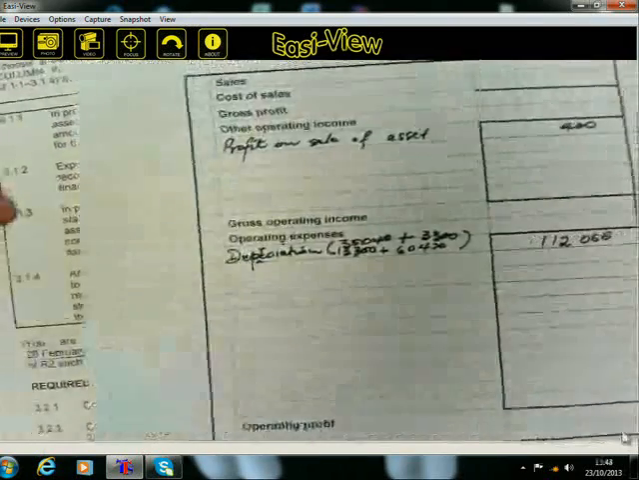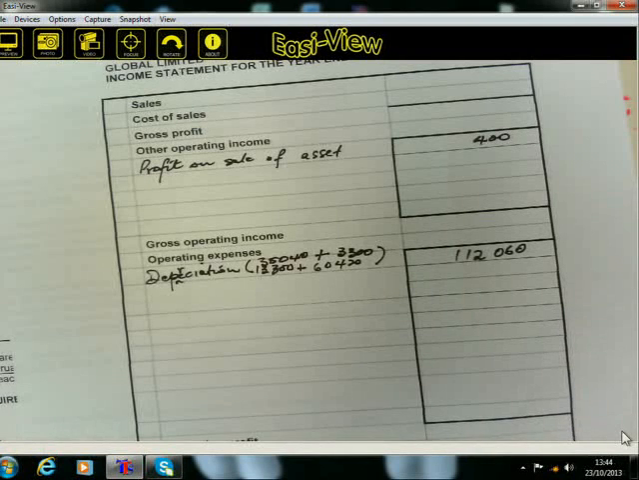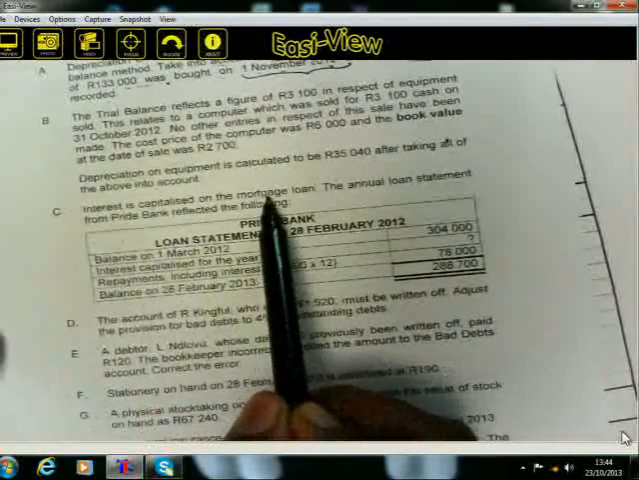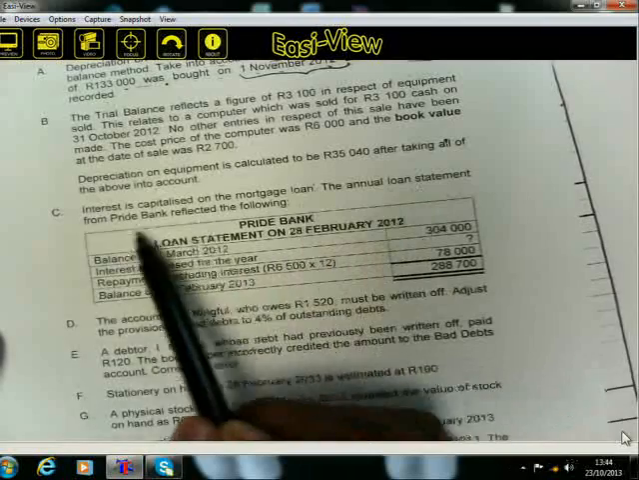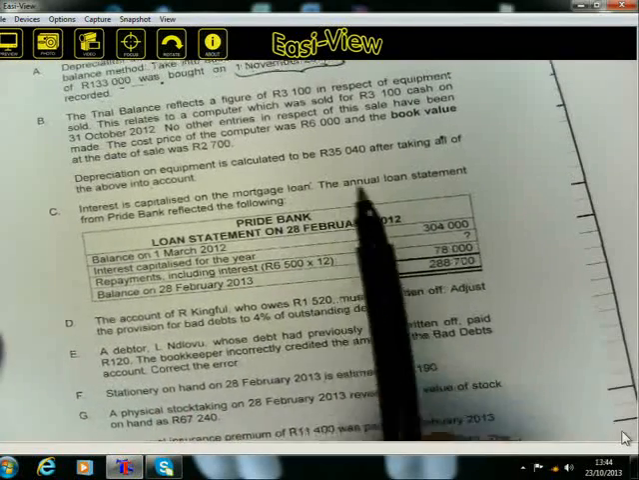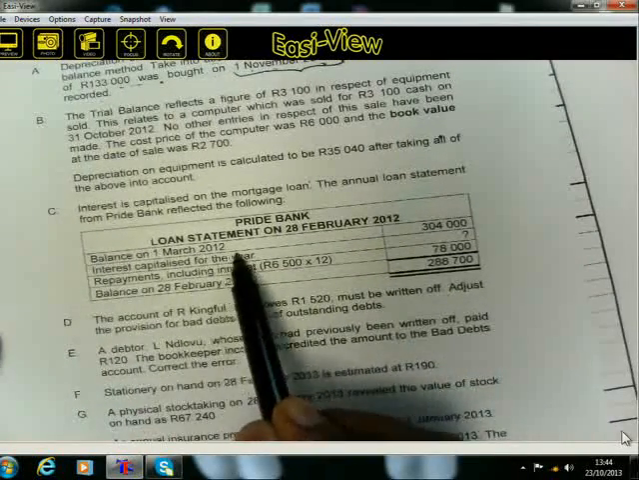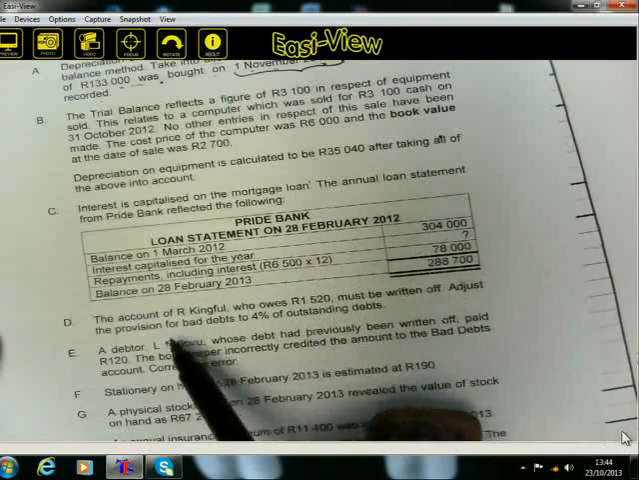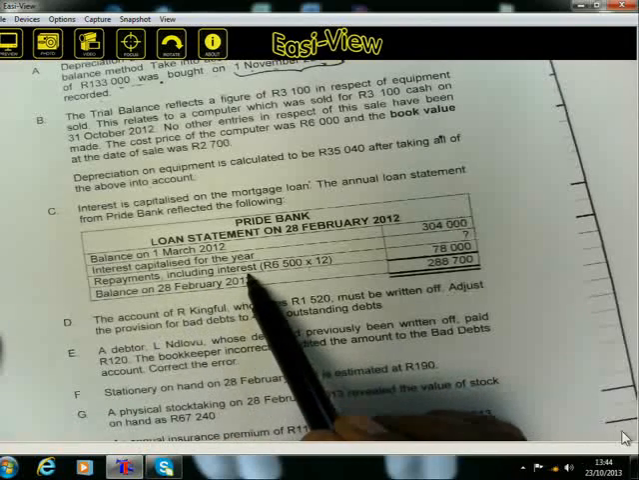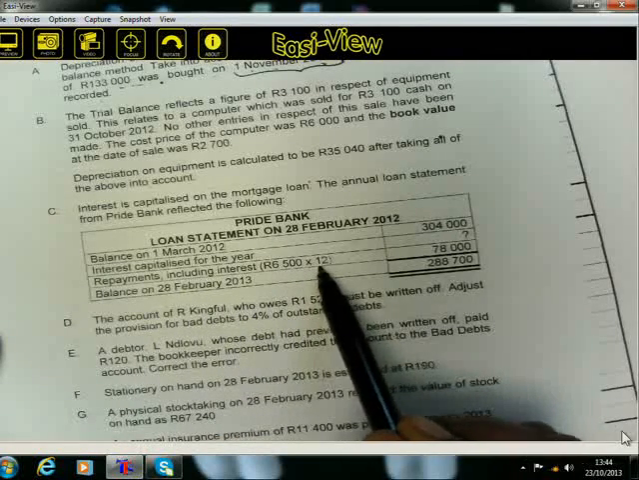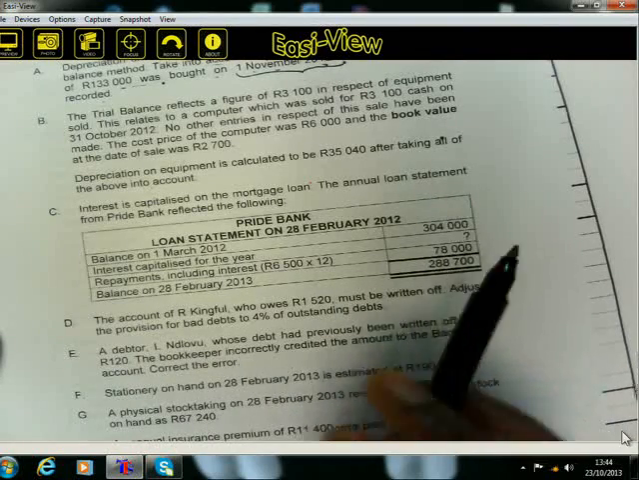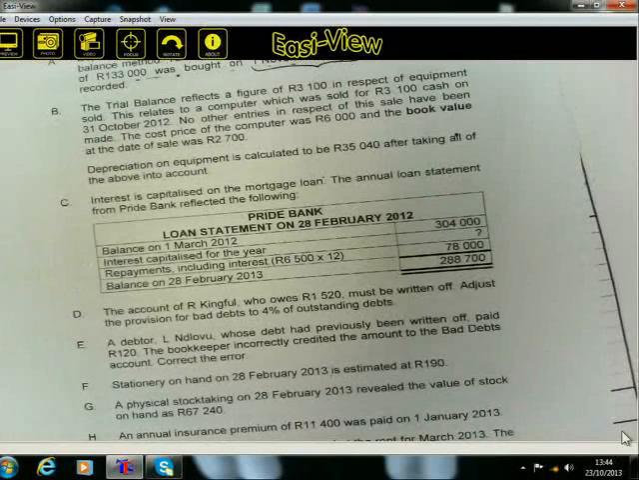The next adjustment: interest is capitalized on the mortgage loan. The annual statement from Pride Bank reflected the following. The balance on the 1st of March is 304,000. We don't know how much is the interest capitalized for the year. The repayments, including interest, for the whole 12 months is 78,000, and at the end, we get that the loan is 288,700.